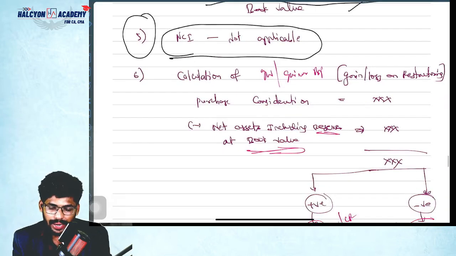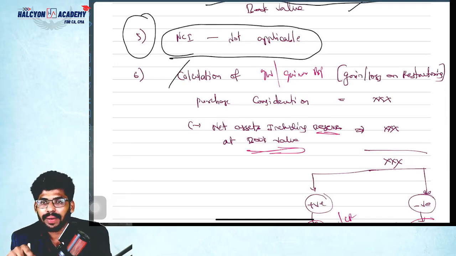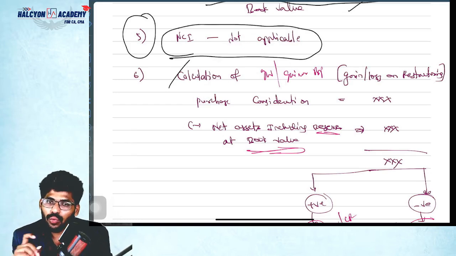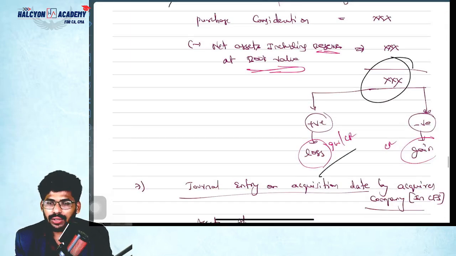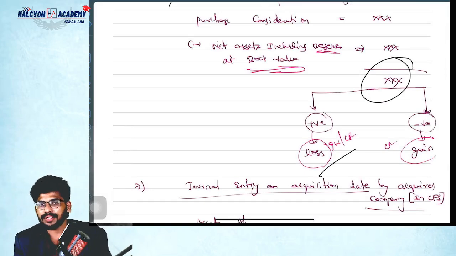For calculating goodwill or gain on bargain purchase, same calculation: purchase consideration minus net assets. Net assets including reserves also. At which value? Book value only. Same points, guys. If it is positive, what is that? Goodwill. Negative, gain on bargain purchase. That's it. Everything is the same.